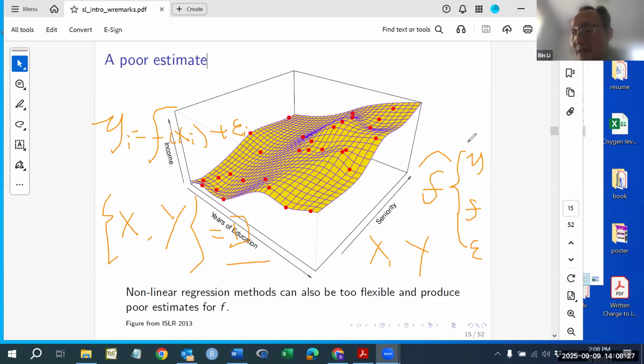I'm talking about the more general case. Okay? If you say first, that's not right. So f hat is not estimating y. F hat is estimating what? F hat is estimating f.